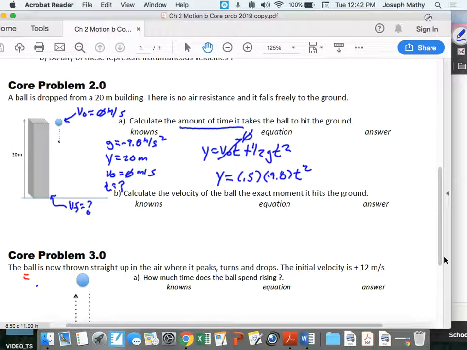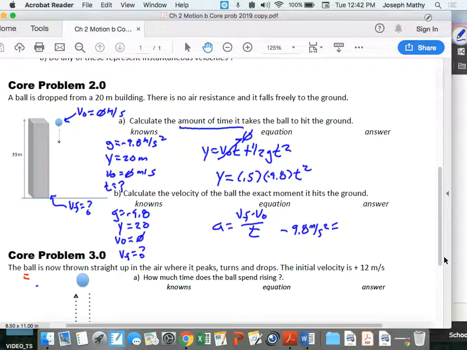How about the velocity of the ball at the exact moment it hits the ground? Well, our knowns haven't changed. g is negative 9.8, y equals 20, initial velocity equals 0, final velocity equals question mark. Oh, you know what? We don't even need the height. We could use the acceleration equation: final velocity minus initial velocity over time. And then we can acknowledge that this a is a very special acceleration.